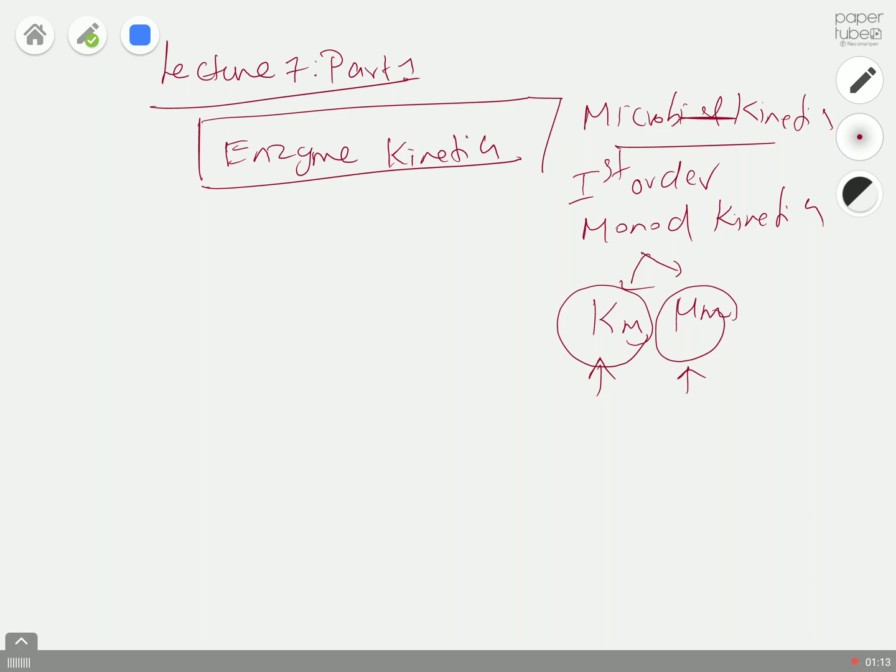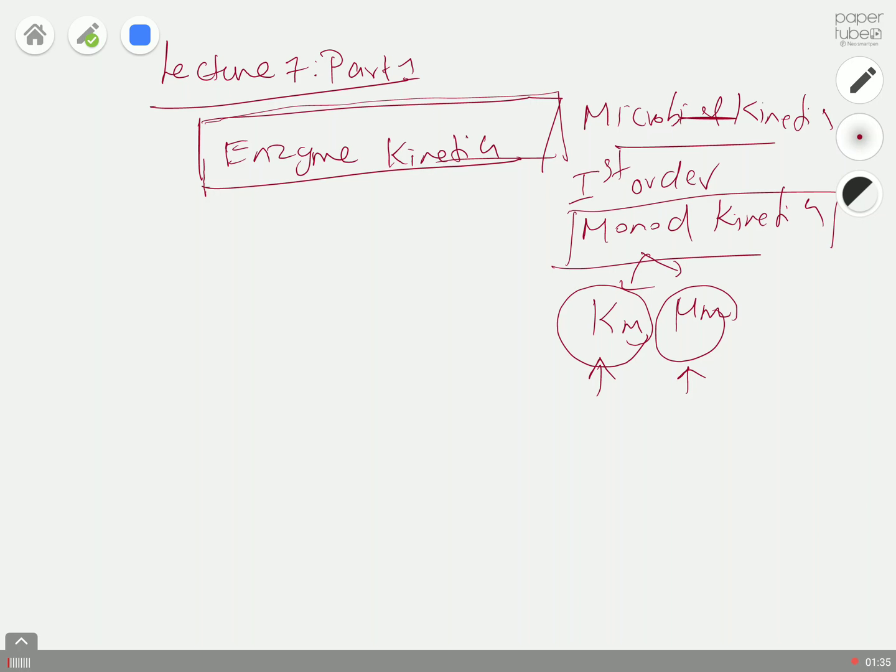So in this lecture we are going to cover enzyme kinetics. Some of the equations that we are going to derive now might resemble the Monod expression or Monod kinetics, but they will have a completely different meaning. So I'm going to start again with some basics.